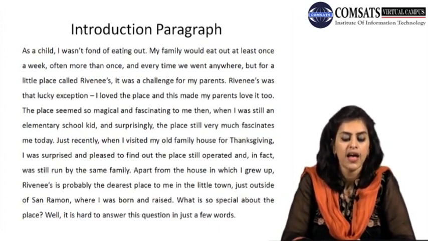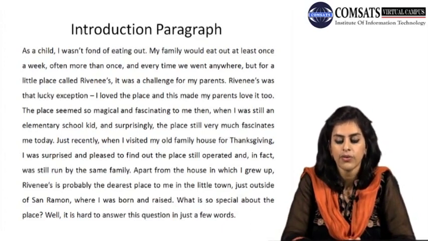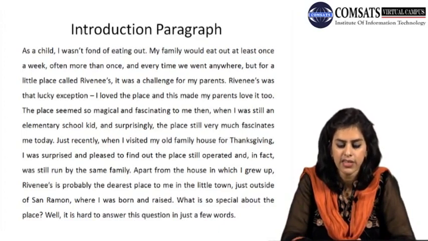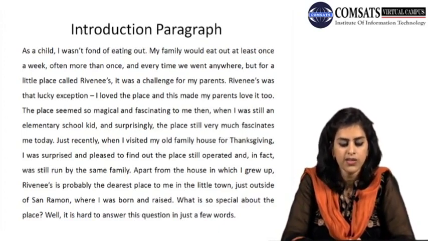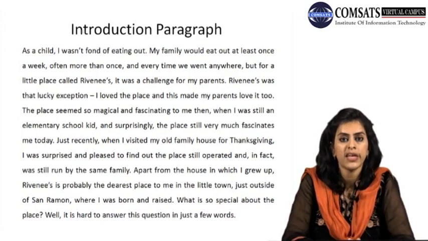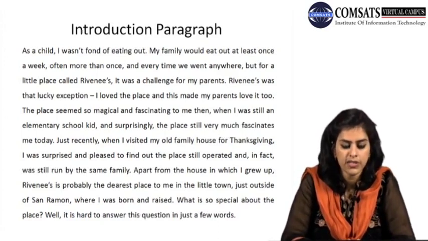"As a child, I wasn't fond of eating out. My family would eat out at least once a week, often more than once, and every time we went anywhere but for a little place called Rivini, it was a challenge for my parents." Now see this adjective, "little place," that the writer has used. "Rivini was that lucky exception." Now see the description of the place, how he is making that place look different from the others.